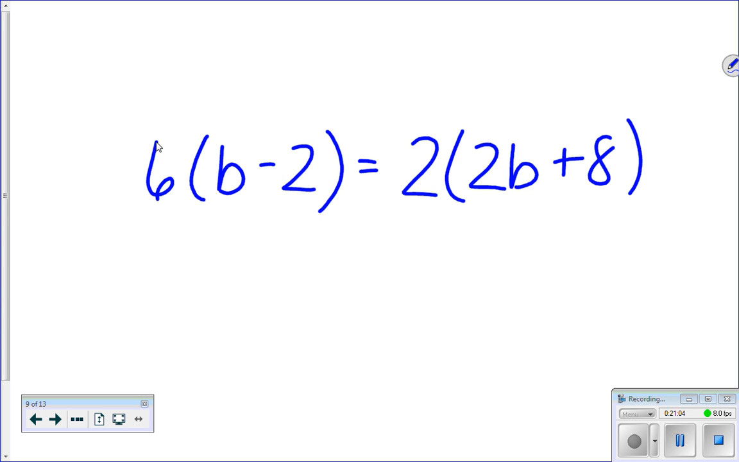Oh, how did you make it an addition sign? What happened there? Times 2 is 16. Where's your answer? Olivia, let's see. 6b minus 12 equals 4b plus 16. 4b on both sides. Harley, where's your answer? So small we can't even see it.